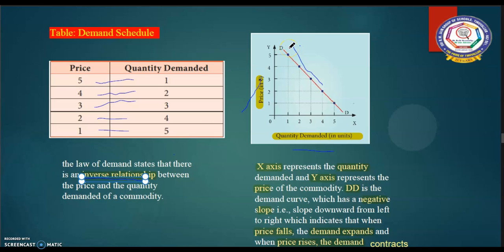So we can see the demand curve DD, which has a negative slope, that is, it slopes downward from left to right. This indicates that when price falls the demand expands, and when price rises the demand contracts.